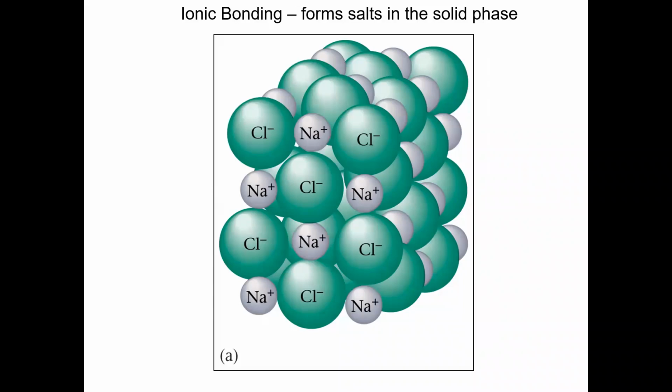So when we look at a crystalline lattice structure, you will notice each positive is surrounded by as many negatives as possible, and each negative is surrounded by as many positives as possible.